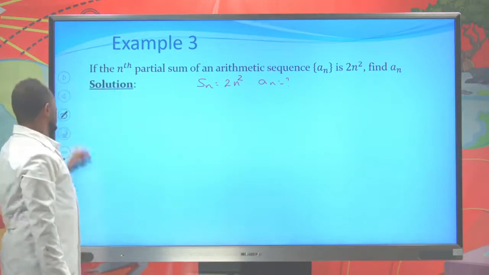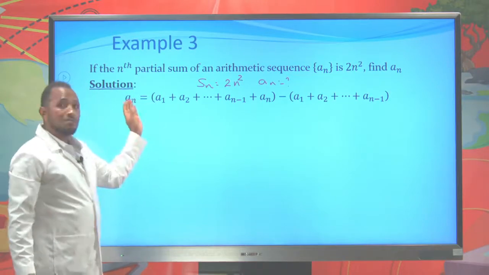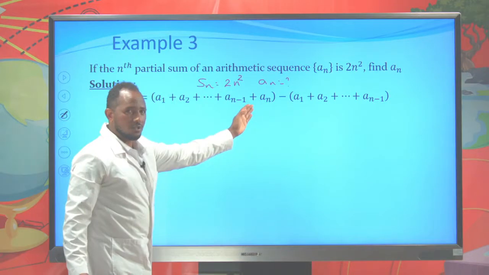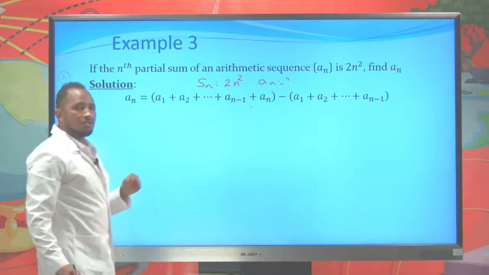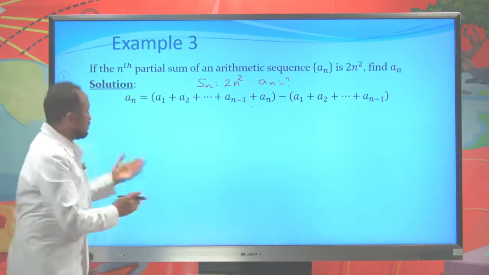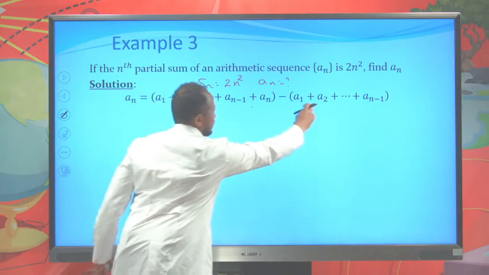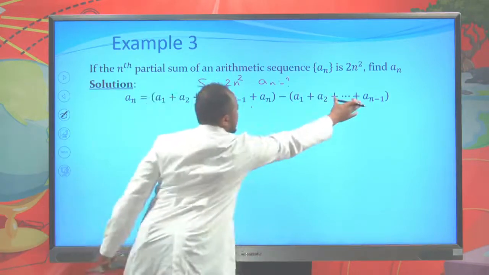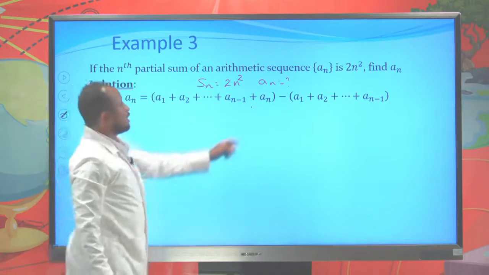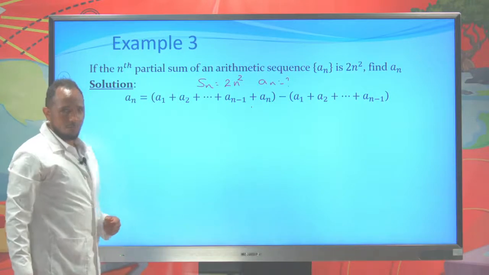To evaluate this, the nth term means the sum of n terms of the sequence minus the sum of n minus 1 terms of the sequence. If you look at this, in the sum of n terms minus the sum of n minus 1 terms, the n minus 1 terms cancel, and you will have only the nth term. So an is given by this form.